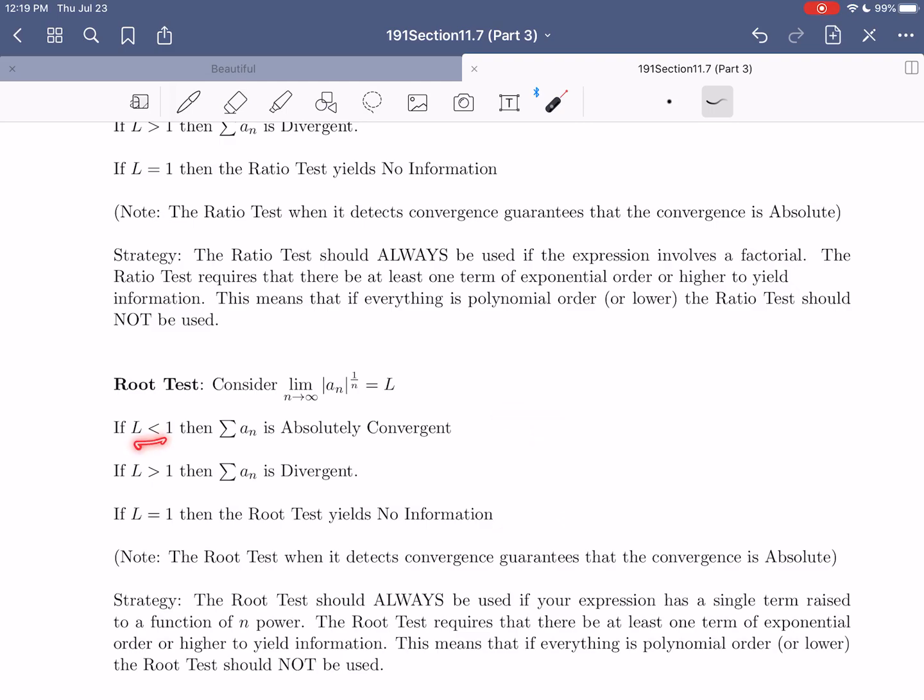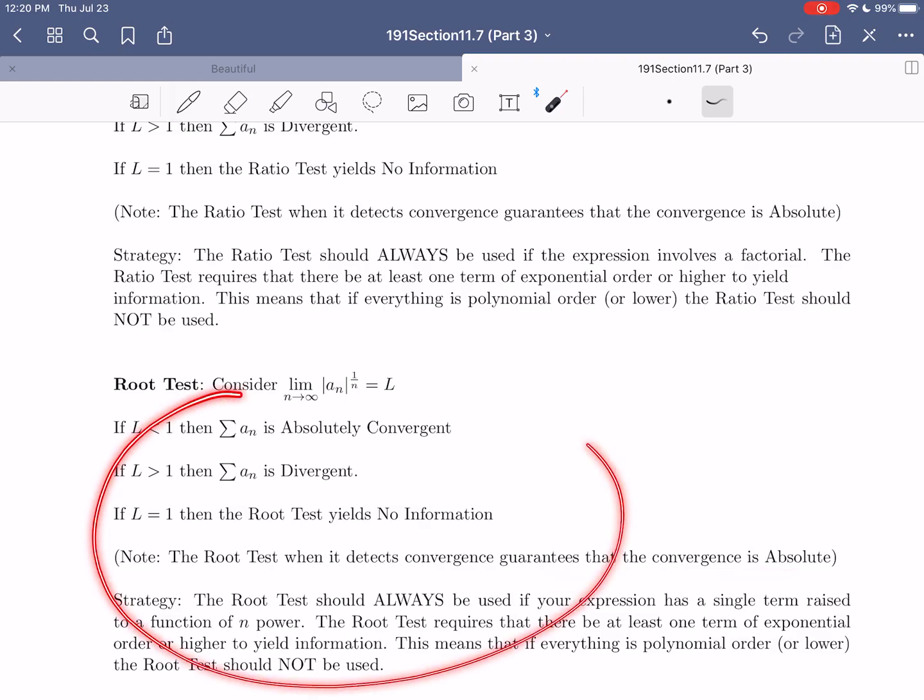If that L is less than 1, then we get that the series is absolutely convergent. If L is greater than 1, then the series is divergent. And if L is equal to 1, then unfortunately the root test yields no information. Remember, similar to the ratio test, when the root test detects convergence, it guarantees that the convergence is absolute.